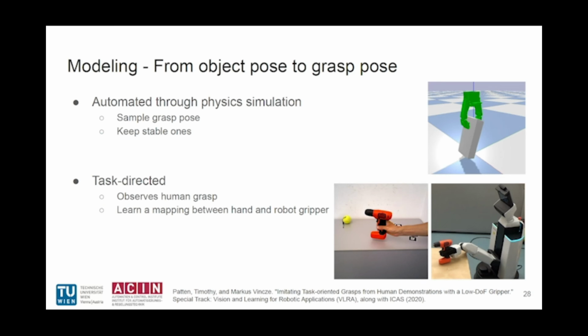So you can learn it in a different way, for example, by observing human grasps. But then the question is how to transfer from a human hand to a robotic gripper. Depending on your gripper, it's more or less complicated. You can simplify it by just assuming that we pinch things, if you want to transfer to a two-finger gripper. I've put down there a reference to a way that learns that mapping from human hand to robotic gripper.